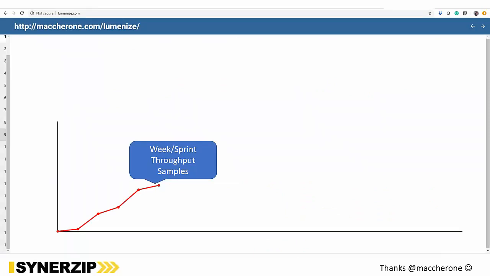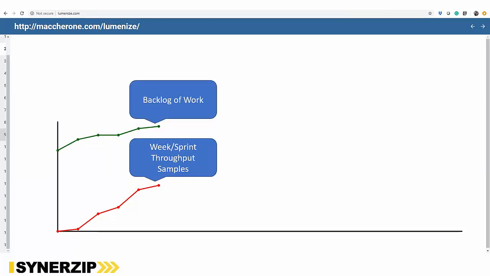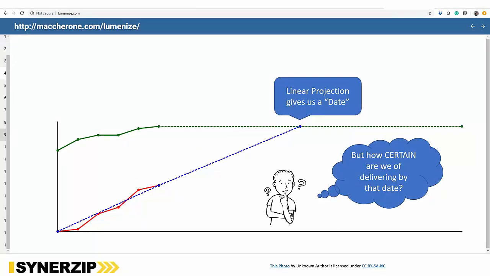Well, imagine you did have a team set of throughput samples, and this is the throughput over time. So it's plotted in cumulative form. And then you have a backlog of work that you have to get through, and it's slowly increasing over time. And I'm going to assume that it's not increasing over time. So the quickest way is to just project the green line across and say, I'm going to put my head in the sand and say scope isn't going to increase. And I'm going to take the average of the previous 5 sprints and project that line up, and where it hits that green line is the date I'm going to give.